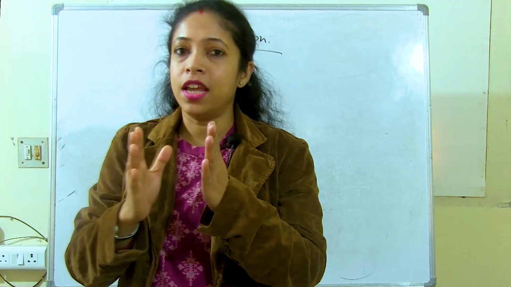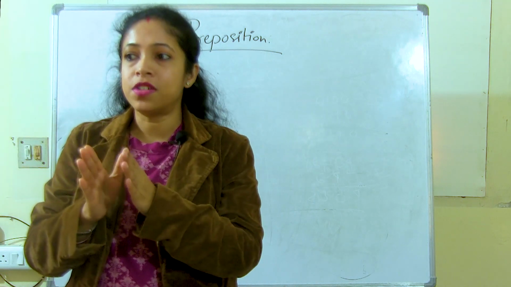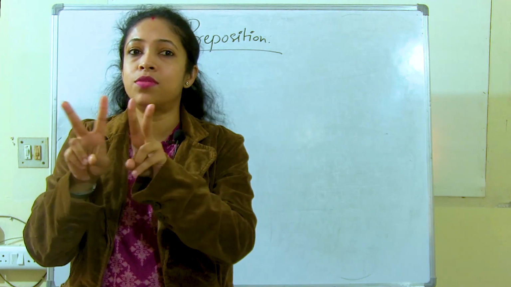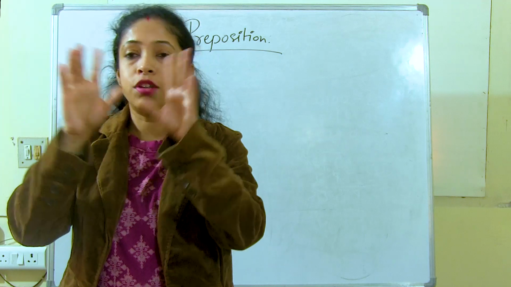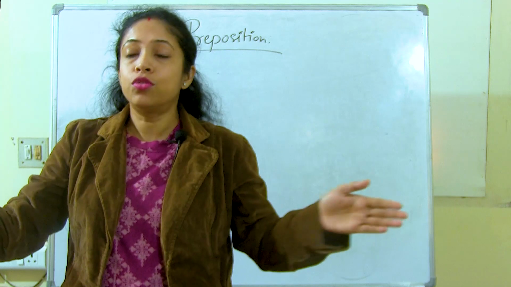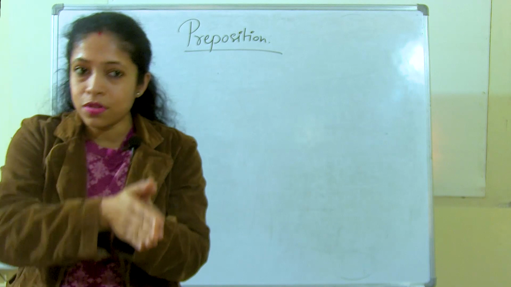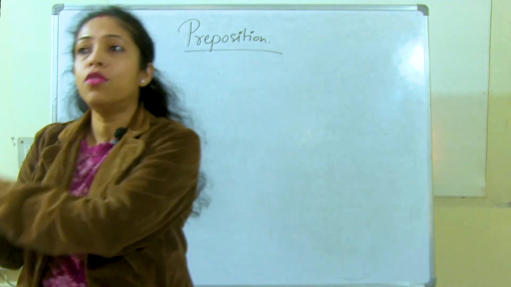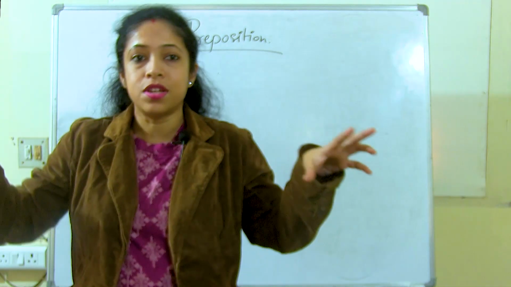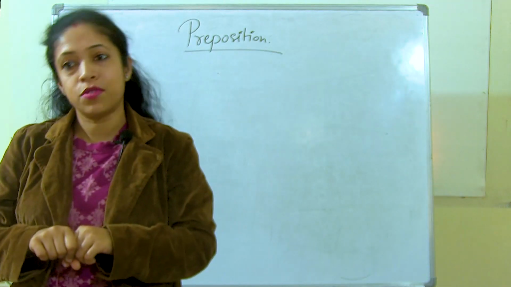Actually, the word preposition is used before or after a noun or a pronoun to show the relation between the two parts of the sentence. Suppose one part is the subject, one part is the predicate. To keep the connection between the noun used in the subject part and the noun or pronoun, complement or adverb used in the predicate part, the preposition is used.